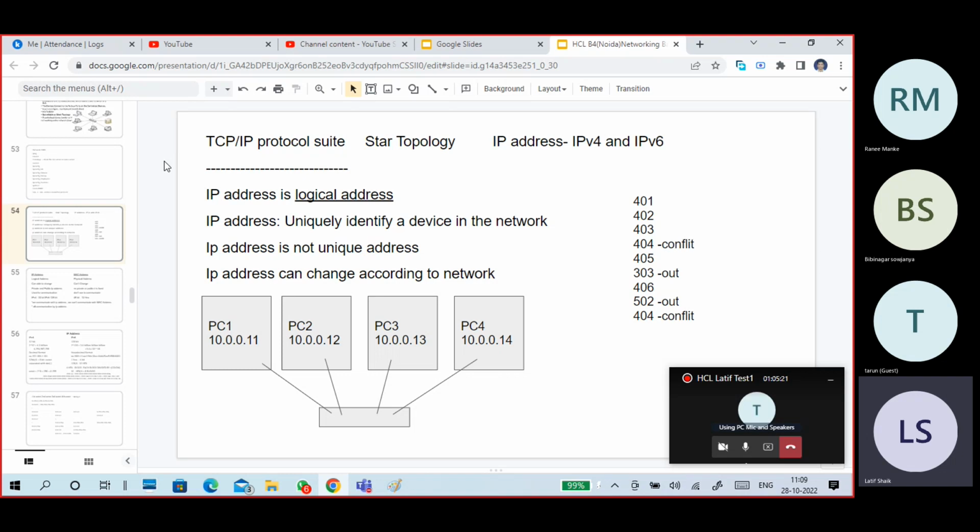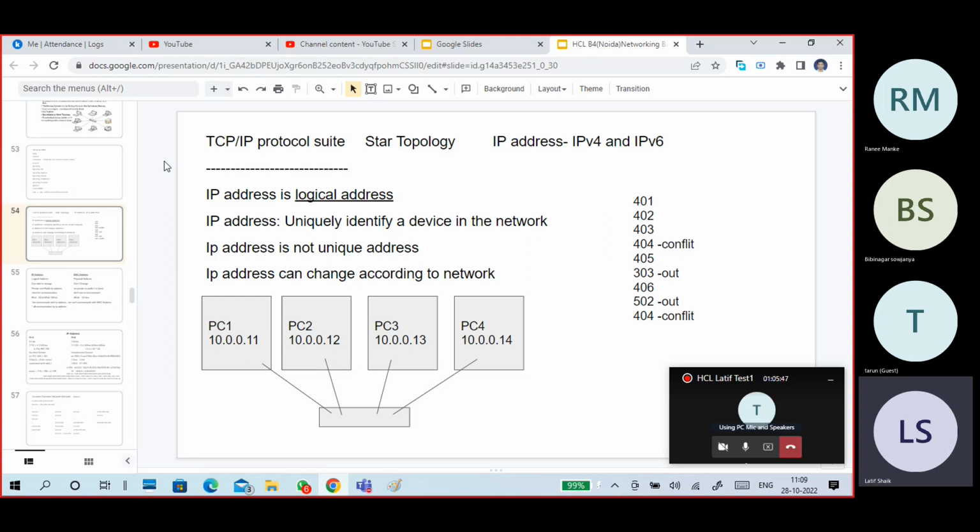An IP address is a logical address. Now, what is an IP address? It is a logical address. What is the physical address, guys? The MAC address. The MAC address is a physical address, and the IP address is a logical address.